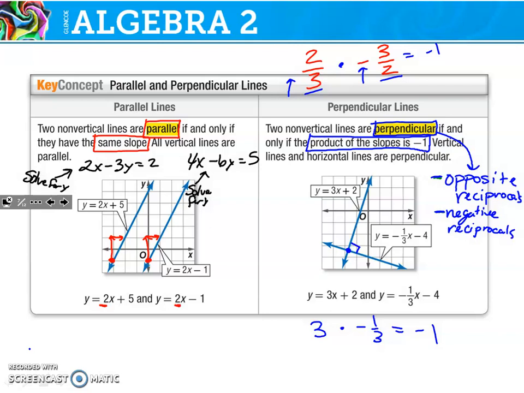Okay? All right. Now, that being said, how do you tell if two lines are perpendicular? Well, again, you're just going to look at their two slopes. Do they multiply together to give you -1, or can you recognize that they are opposite reciprocals or negative reciprocals? If you had two lines that look like this, your first step would be to solve for y and then look at those slopes. Okay?